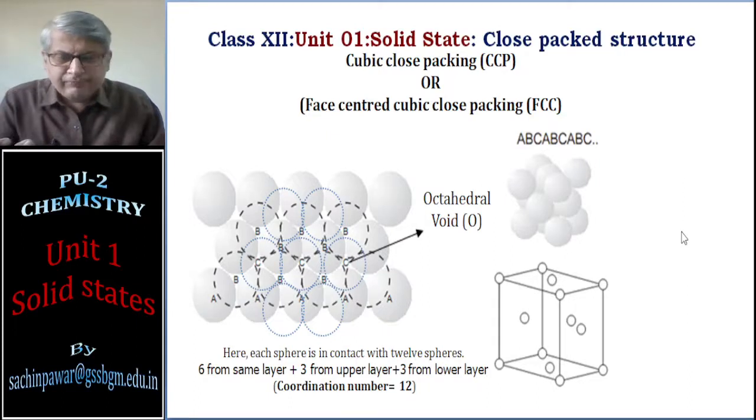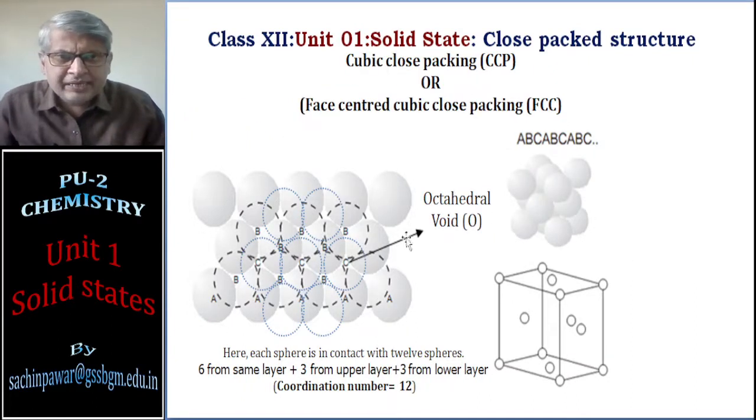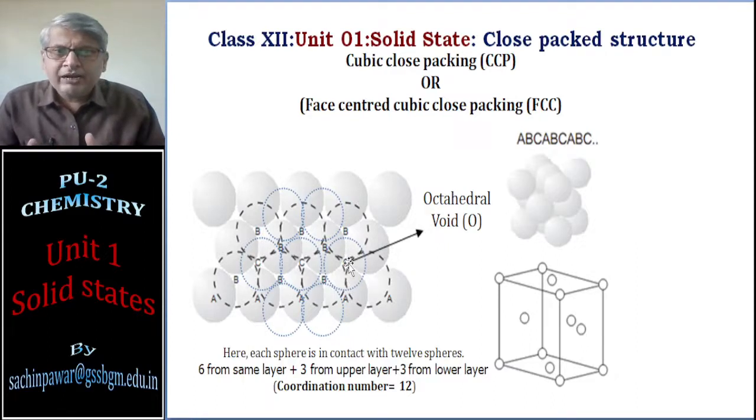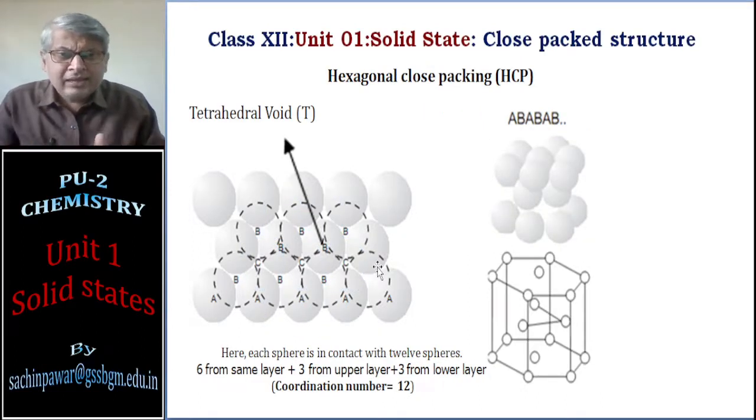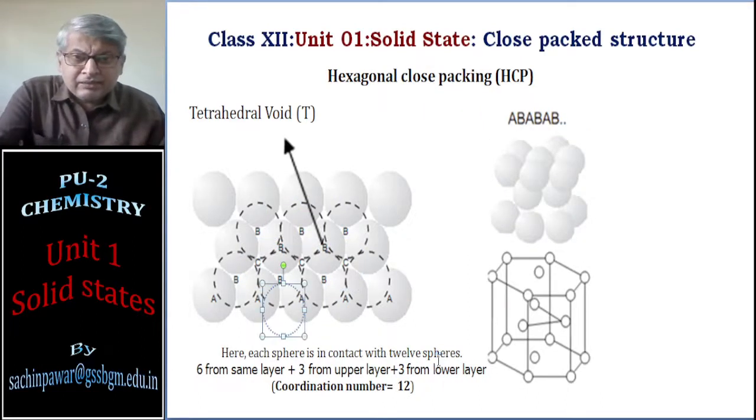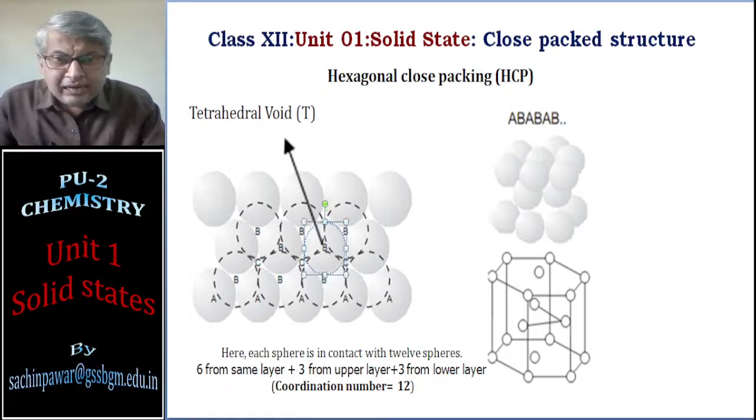Let's move on to the next packing in 3 dimensions. In the earlier case, in cubic close packing, the third layer of particles occupied the octahedral voids between the first and the second layer. So the next choice is that the third layer of particles can be placed on the tetrahedral voids. If I place them on the tetrahedral voids, just see what is happening.